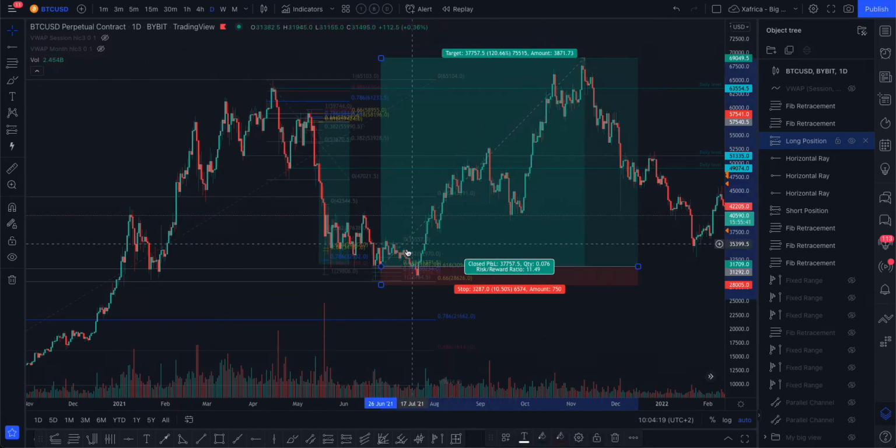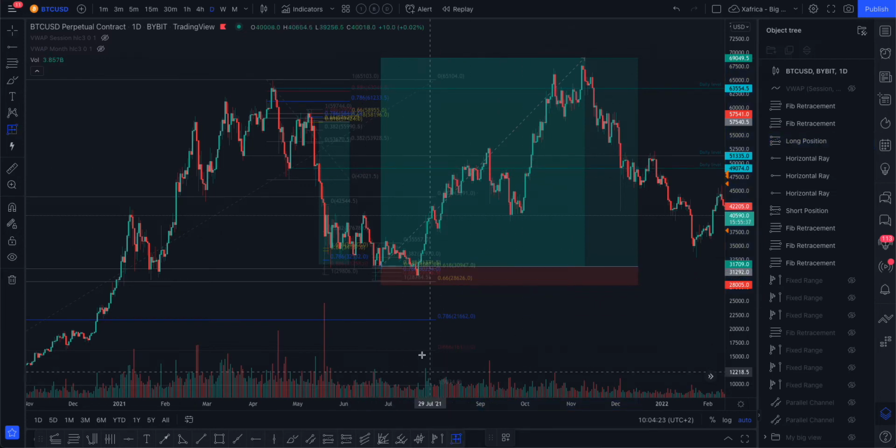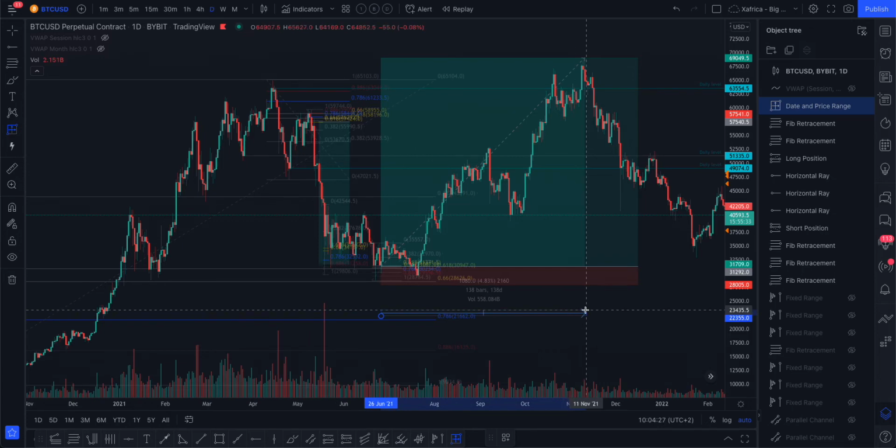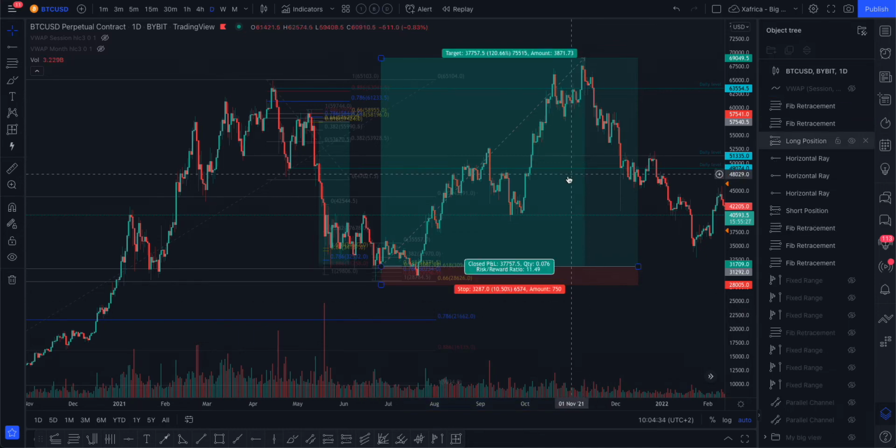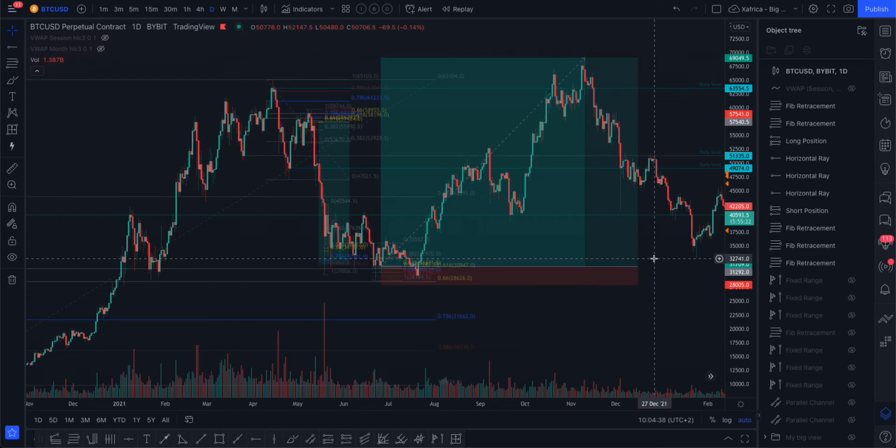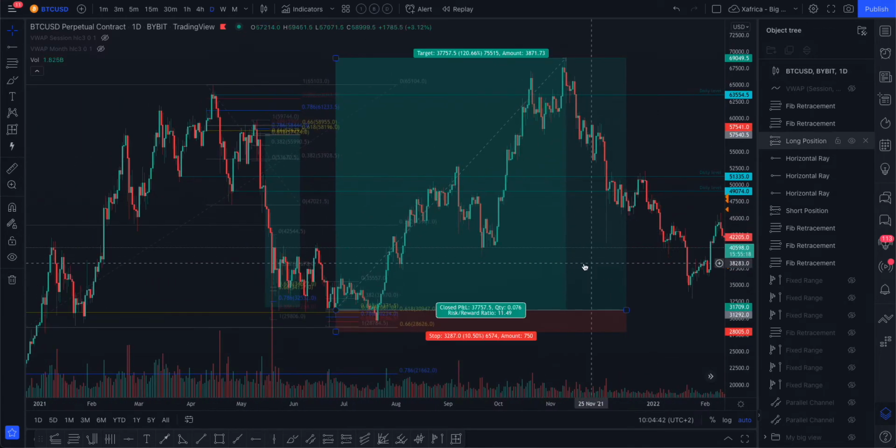So 120%. Does it say how many days? It doesn't say how many days. Let's just take it from that retest there. Up there, 137 days. That's beautiful. That's 4 months. I'm sure anybody will agree that if you make 120% in 4 months, that's great profit and a good investment.